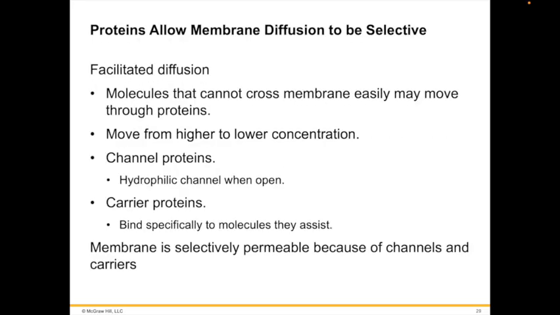Channel proteins have a hydrophilic interior that provides an aqueous channel through which polar molecules can pass when the channel is open. Carrier proteins, in contrast to channel proteins, bind specifically to the molecule they assist, much as an enzyme binds to its substrate. These channels and carriers are usually selective for one type of molecule, and thus the cell membrane is said to be selectively permeable.